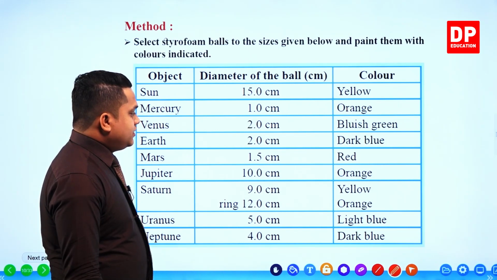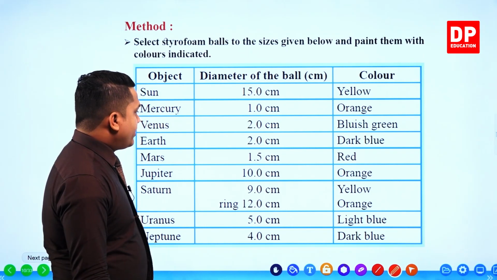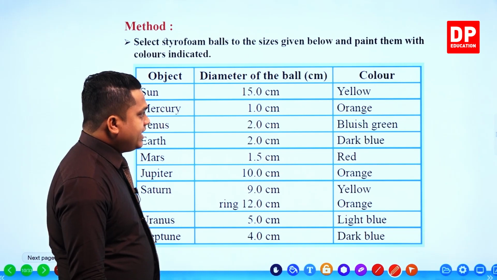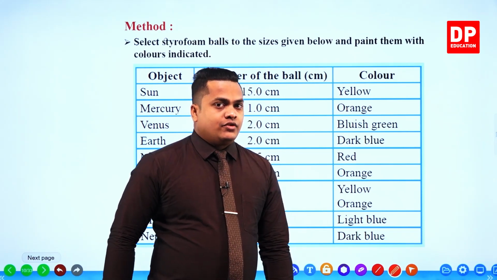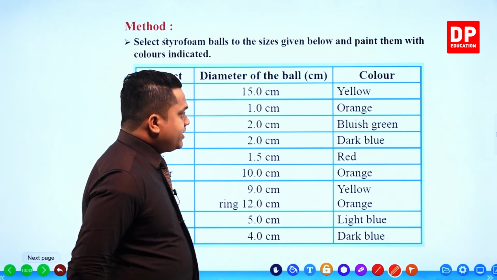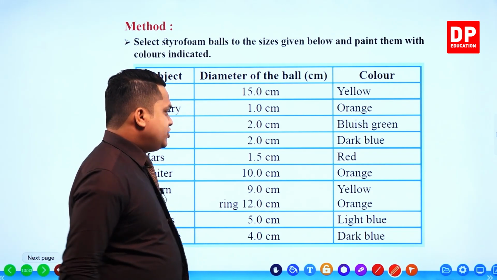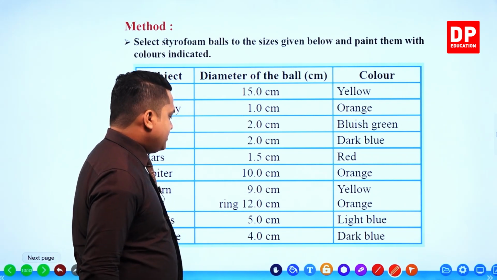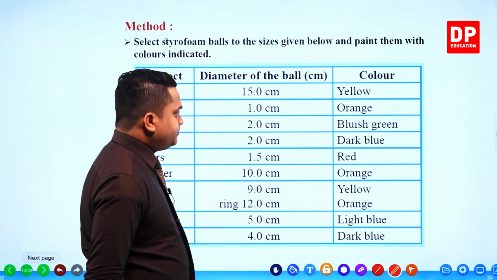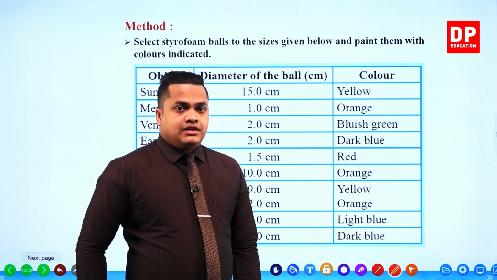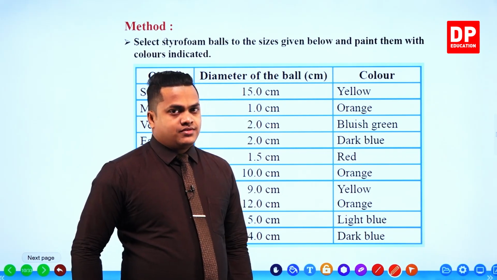Right. Then the colors. For the Sun, we'll be using yellow. For Mercury, orange. For Venus, bluish green, right? You can mix blue color and green color together and paint it. Then my dear children, dark blue is for the planet Earth, red for the planet Mars, orange for the planet Jupiter, yellowish orange for Saturn, and for Uranus, light blue. For Neptune, once again dark blue. So these are the colors and their diameters, the dimensions.